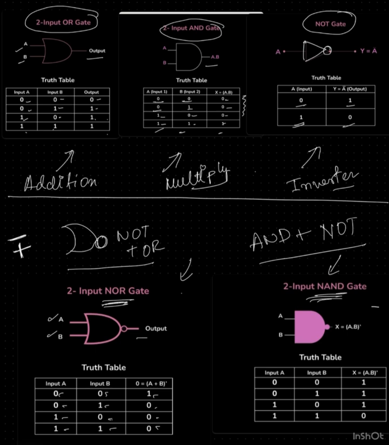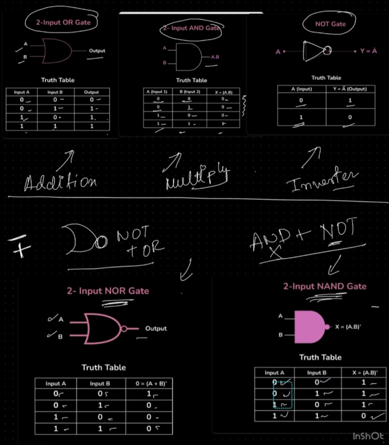So what was the function of AND gate? The function of AND gate was to multiply. And what was the function of NOT gate? The function of NOT gate was to invert. So first there will be multiplication and then there will be inversion. So 0 into 0, 0, inversion 1. 0 into 1, 0, inversion 1. 1 into 0, 0, inversion 1. 1 into 1, 1, inversion 0.